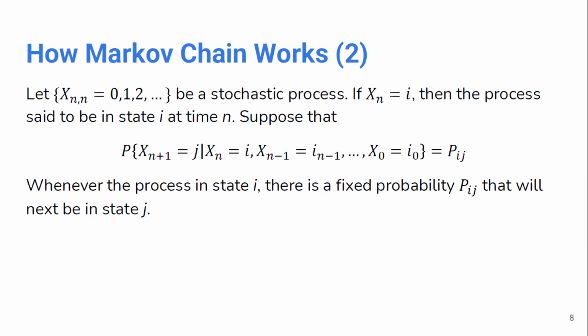Definition of Markov chain: we let variable X be a stochastic process that takes on a finite number of possible values. If Xn equals i, then the process is said to be in state i at time n. Whenever the process is in state i, there is a fixed probability Pij that it will next be in state j. To gain more understanding of this Markov chain method, let us see a simple one.